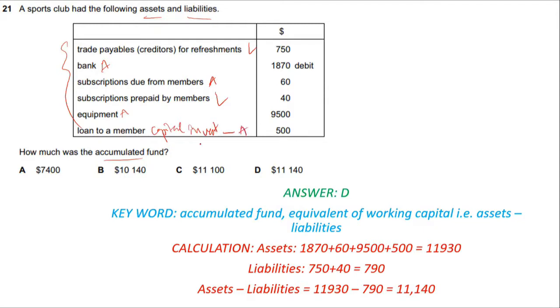Therefore, it's an asset. I think some students might get confused because they use the word loan in here, and loan is usually a liability, but you need to read it completely. It says loan to a member. So the sports club has given a loan to a member. Therefore it's a capital investment, and hence it's an asset. So I have made the calculations here. Total of assets, total of liabilities, you take the difference and you come up with a number of 11,140. So the correct answer to multiple choice 21 is answer D.